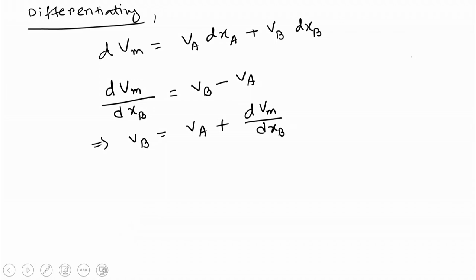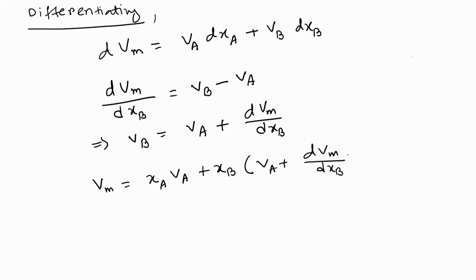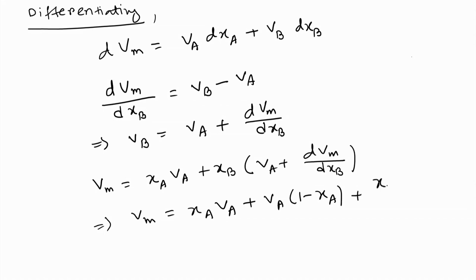Now, if we substitute this Vb, then we get Vm is xA times Va plus xB times Va plus dVm by dxB, okay. And then we can simply modify and then we get Vm is xA times Va plus Va times 1 minus xA, okay, plus xB times dVm by dxB, okay.